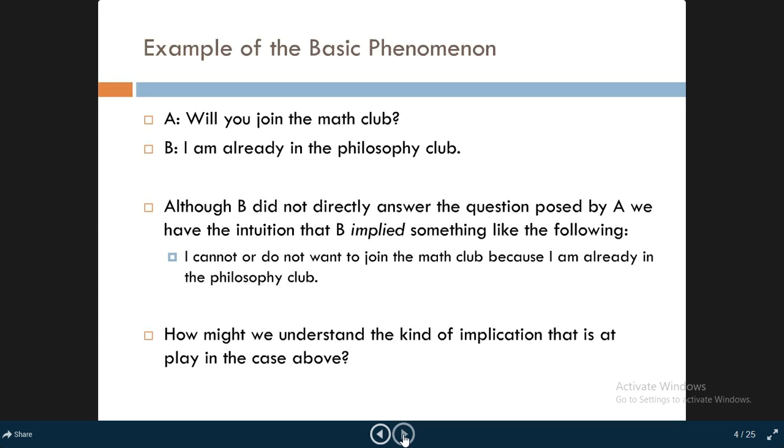So, in a conversation, usually the asker will ask a question like A, will you join the math club? But B will give an indirect answer by saying I'm already in the philosophy club. "Will you" is a yes-no question, but B doesn't answer it with a yes or no. Instead, B is using another sentence to answer A's question. How might we understand the kind of implication that is at play in the case above?